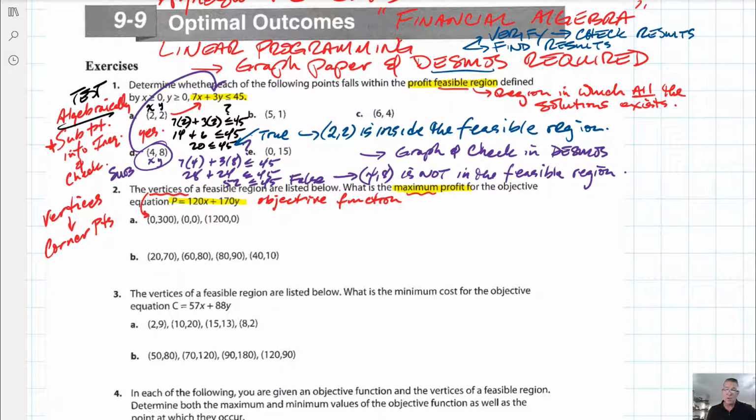So that's why problems 2 and 3 are related, because in problem number 2, you're trying to maximize profit, and then in problem number 3, you're trying to minimize the cost. In every business, you try to do both at the same time. Usually when you minimize the cost, you maximize the profit automatically.